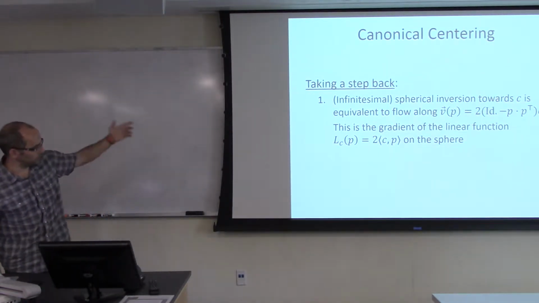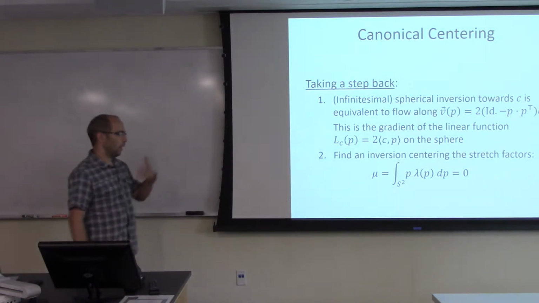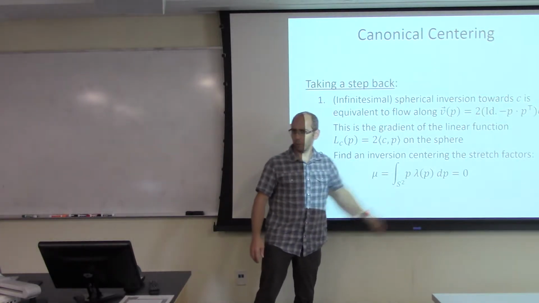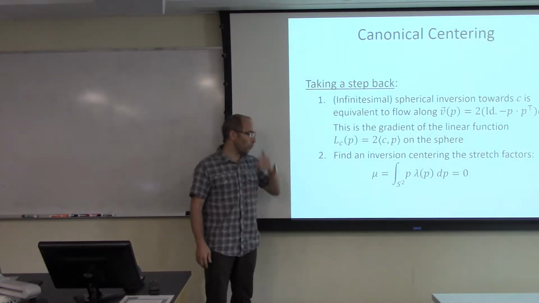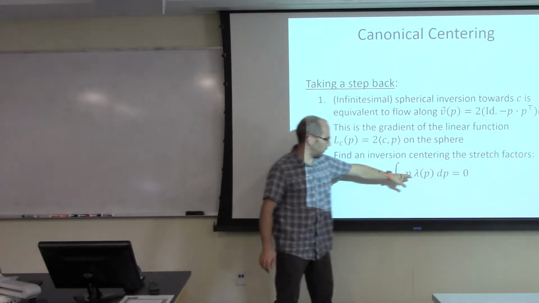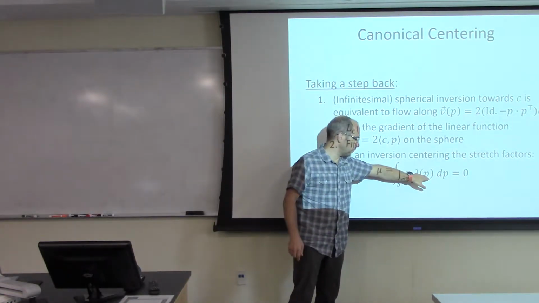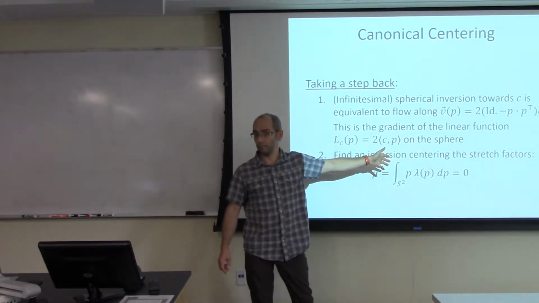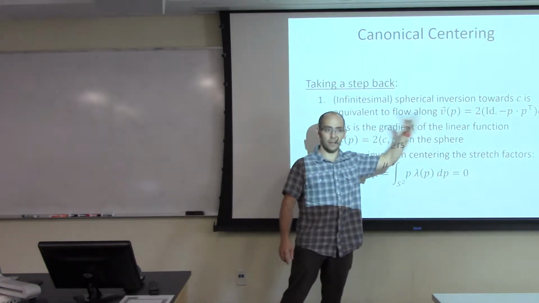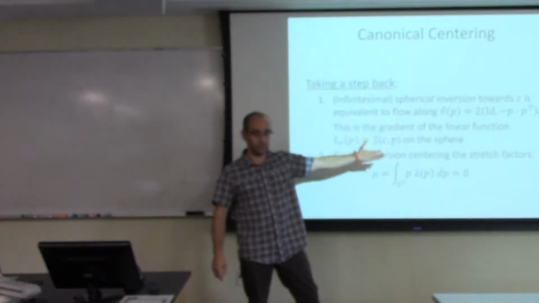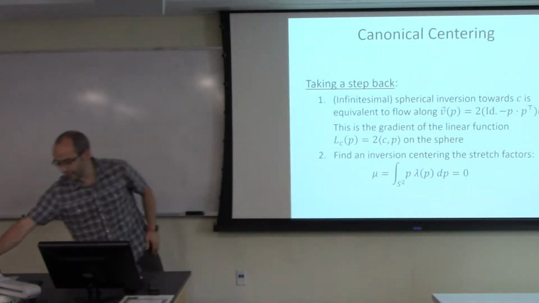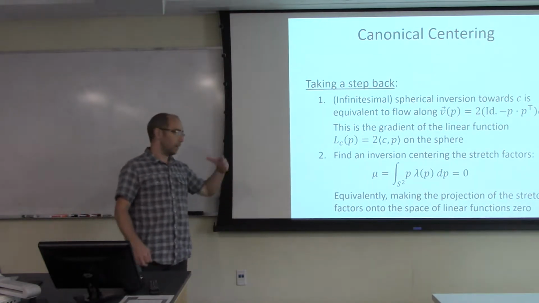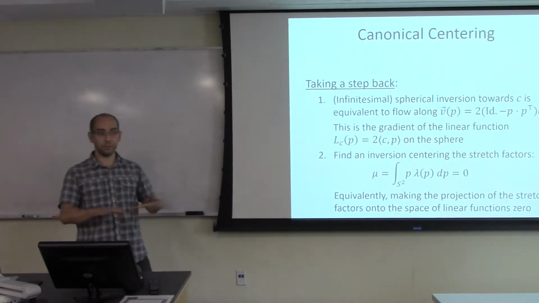I can also look at the second part. We talked about what it means to be centered. Well, we said centered means that the center of mass is at the origin, the weighted center of mass, weighted by the conformal factors. Another way of saying this is, if I take my conformal scale factors and integrate them against the function x, I get 0. If I integrate them against y, I get 0. Against z, I get 0. In fact, if I integrate them against any linear function, I get 0. Or equivalently, if I look at these scale factors, their projection onto the space of linear functions vanishes.